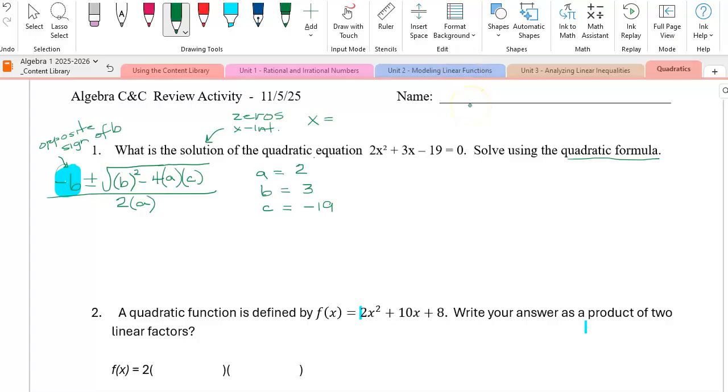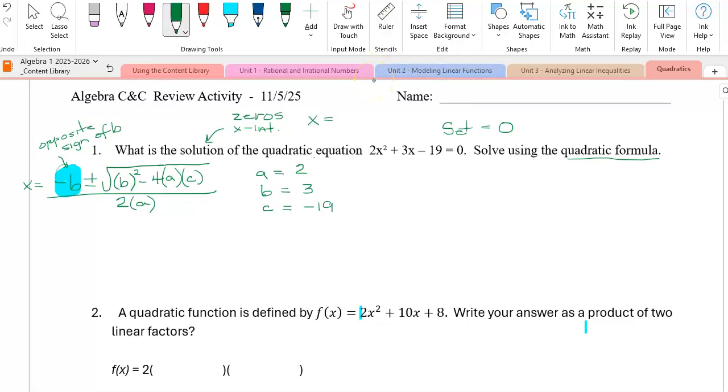Then the second sentence says solve using the quadratic formula. Well, let me add x equals here. This is the quadratic formula. But in order to do the quadratic formula, we have to set it equal to 0, which, look here, this is awesome, it already is. So that's great.